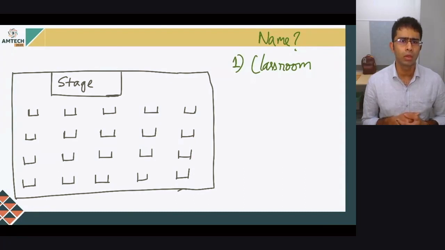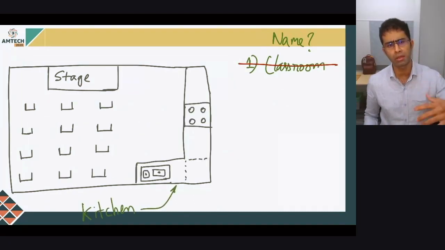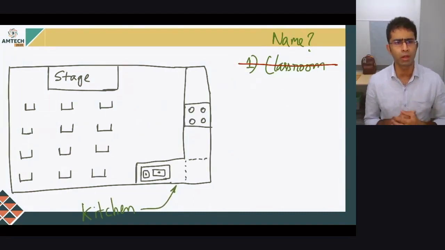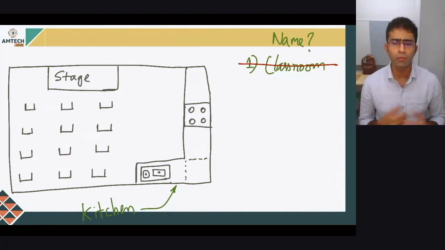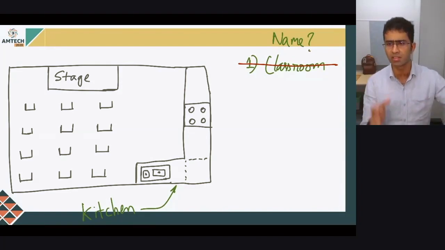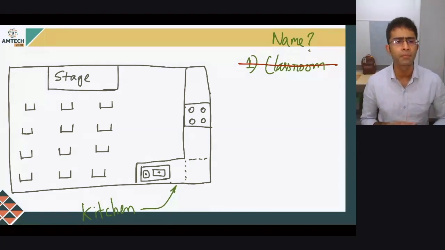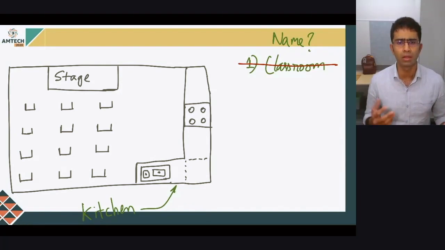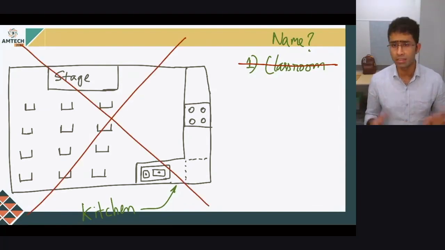But now I tell you, you have only 15 chairs, but at one side there's a very, very long kitchen. And I ask you to name it. It's very clear you can't call it a classroom now, because there's a kitchen, there's a stage, there are chairs. It looks like something weird. So the first thing you would tell me is this is not possible. There's nothing physically that can exist like this. So you're just making things up. It's not a real world. It's not an abstraction of a real world. That's the first thing you will tell me.